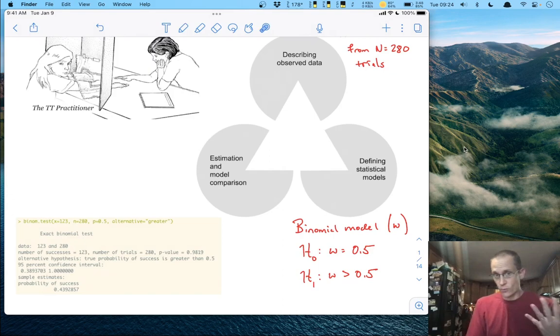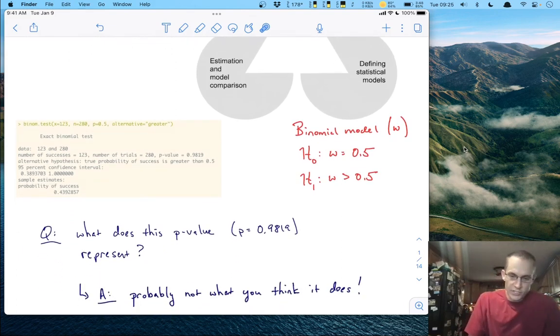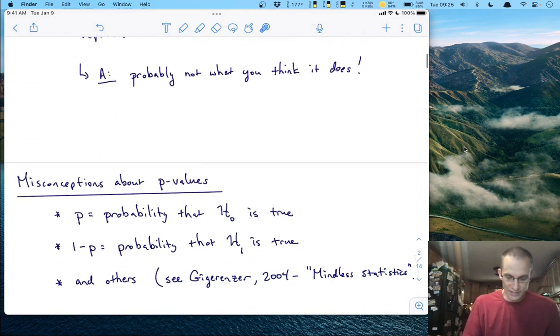Now, the question that I alluded to at the end of that lecture was, what can we do with this p-value? Is it at all diagnostic? So I posed that question to begin our lecture today. And that is, what does this p-value, 0.9819, represent? And the answer, sadly, is that it's probably not representing what you think it does. So let's talk about why that's the case.